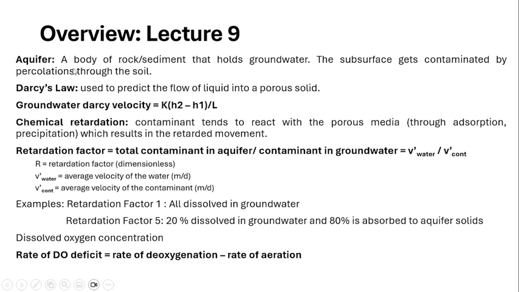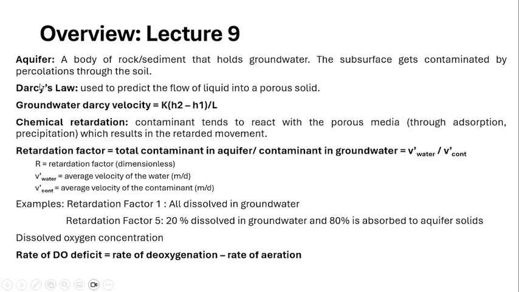So first thing is the aquifer. An aquifer here is a body of rock or sediment that is going to hold the groundwater. So when the subsurface gets contaminated by the pollutants in the soil, we will be calculating how much contaminant is present there, how it is going to be sorted.